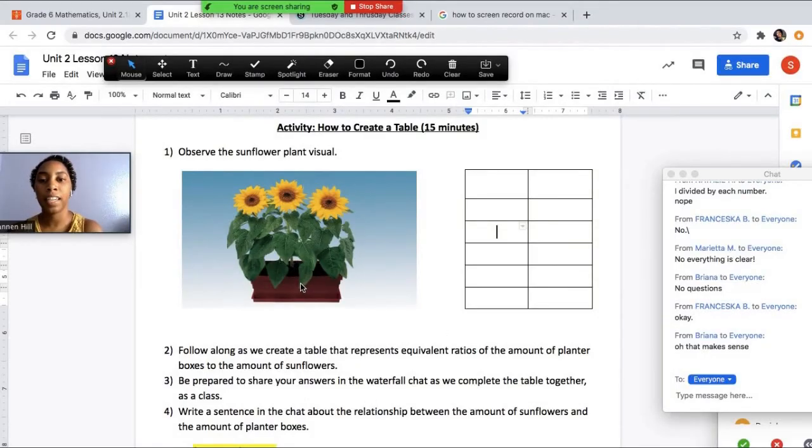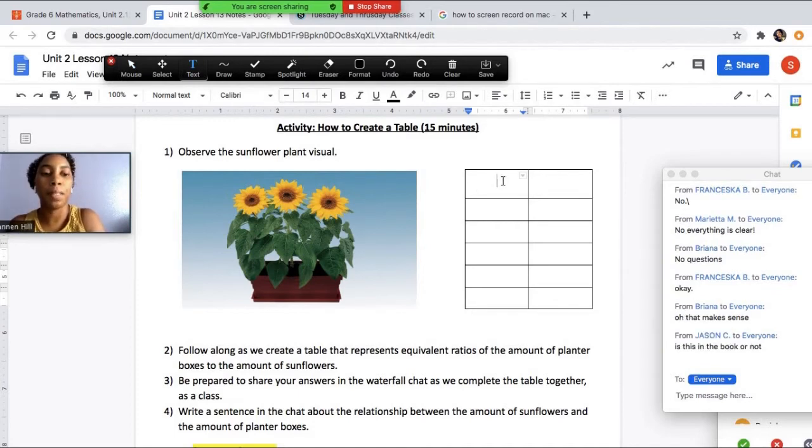We're going to create a table. All right, so we have this plant. For each planter box, we get 3 sunflowers out of it. So that's the ratio we're going to be working with: planter box and sunflowers. So first step.